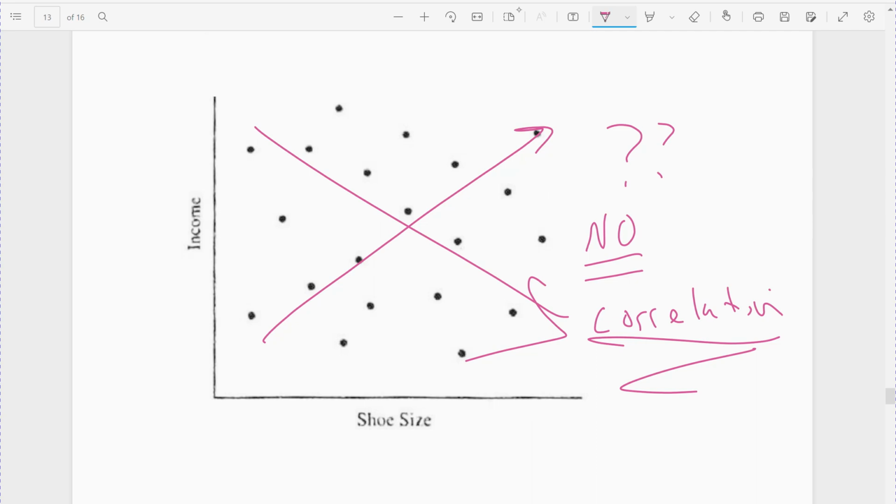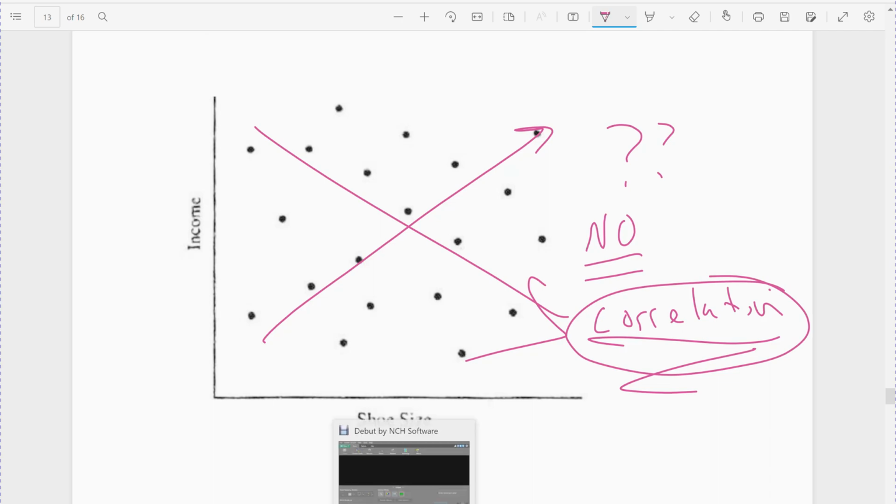All right, we'll stop there. I'm going to pick up the next set of notes, which is we're going to talk a little bit more about a specific correlation value that we use in statistics and how it relates to graphs.